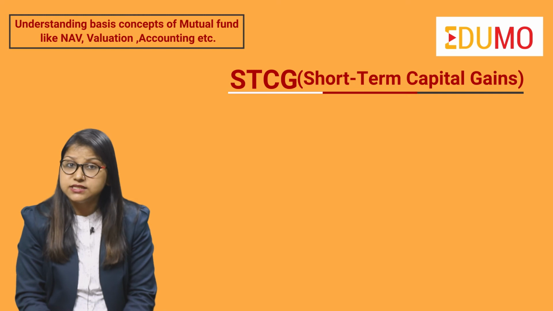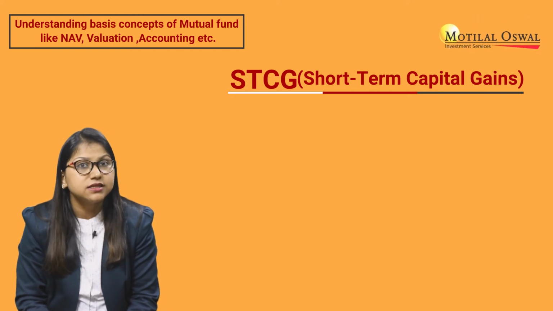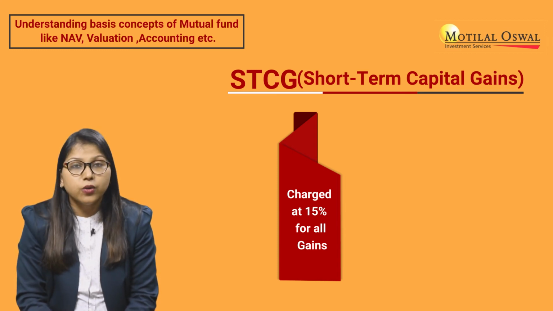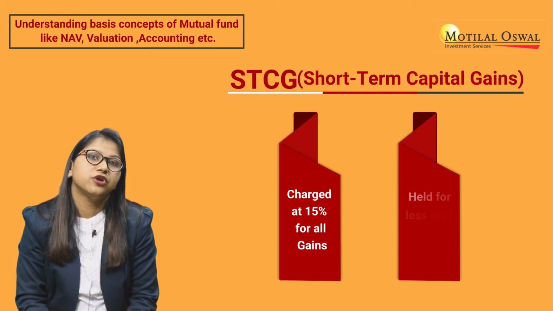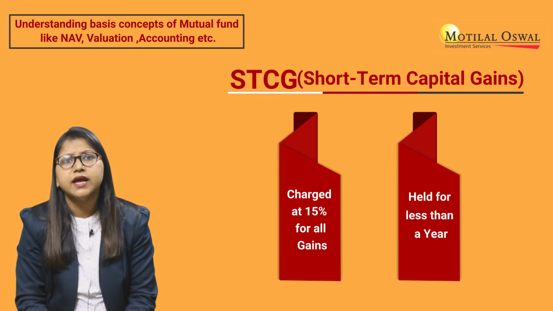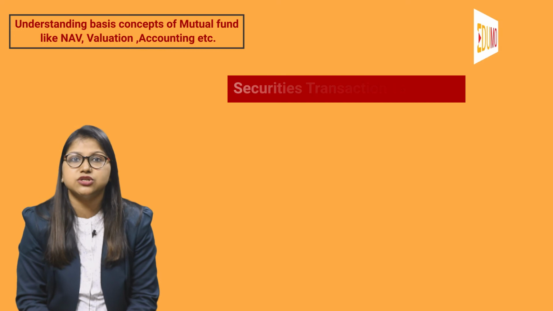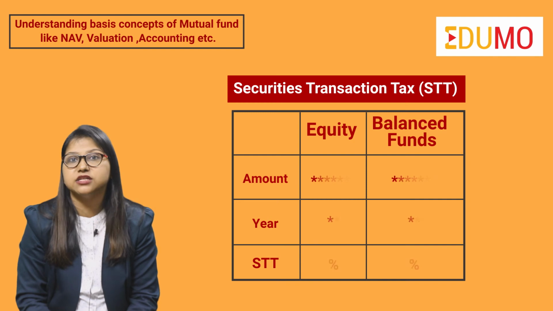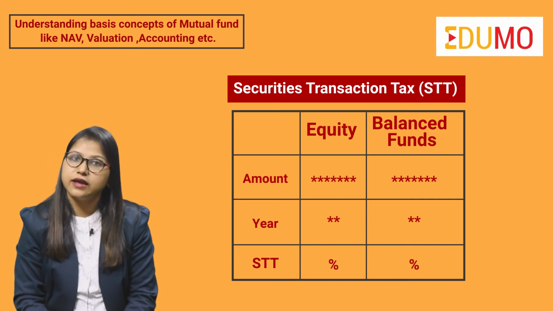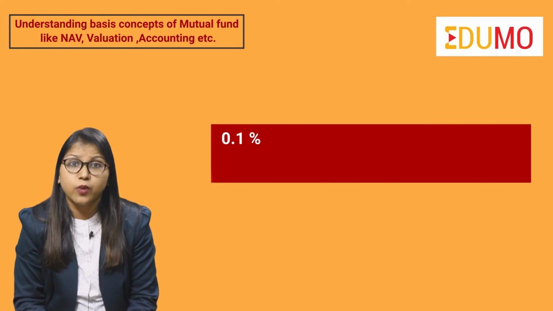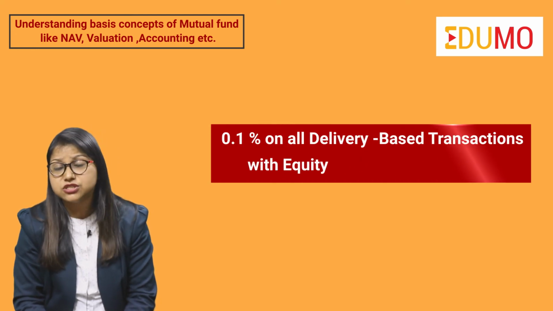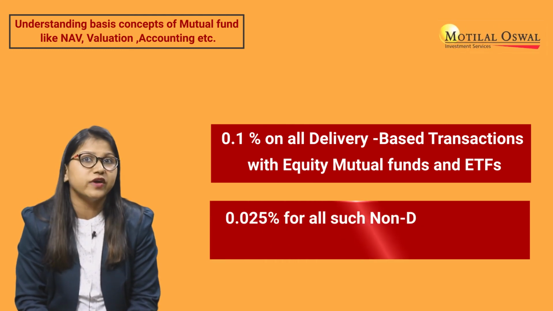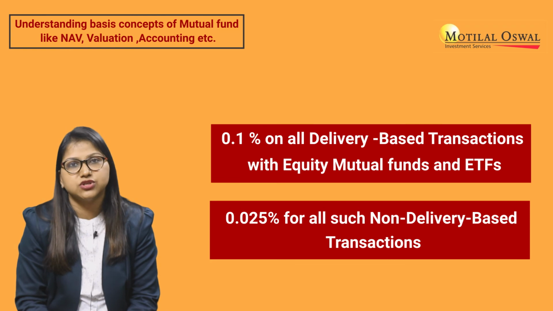Now, when we talk of STCG, short-term capital gains taxes are charged at the rate of 15% for all the gains, only for those securities which are held for a period of less than a year or 12 months. Additionally, we also have the Securities Transaction Tax, which is the STT. This is charged on the sale of equity and balanced funds and is also borne by the investors. Now, there is a charge of 0.1% on all the delivery-based transactions with equity mutual funds and ETFs, while there is a charge of 0.025% for all the non-delivery-based transactions.